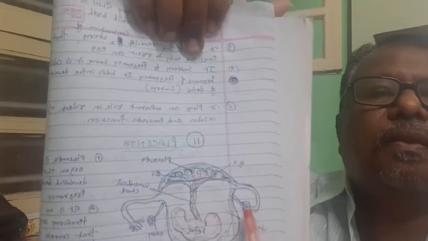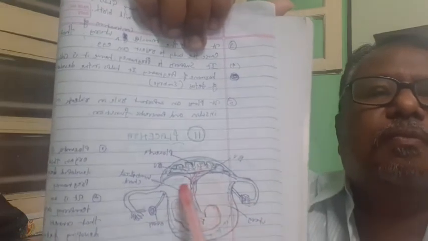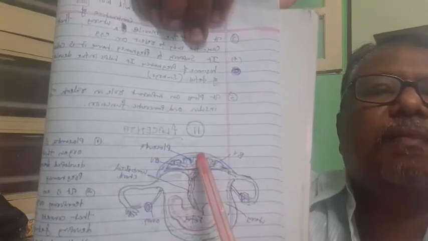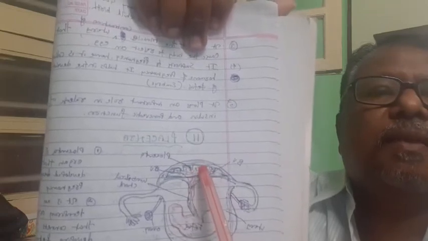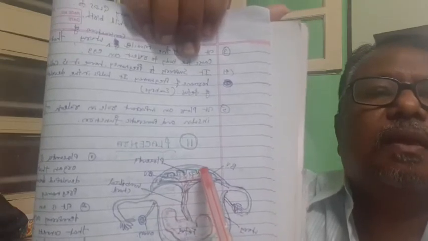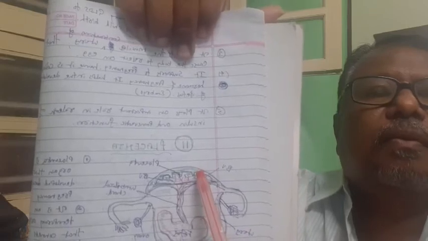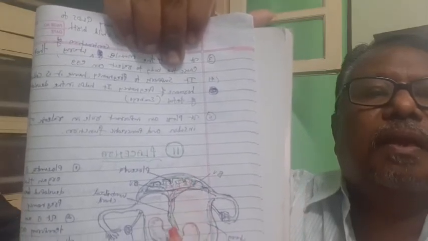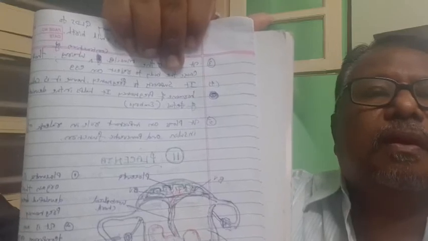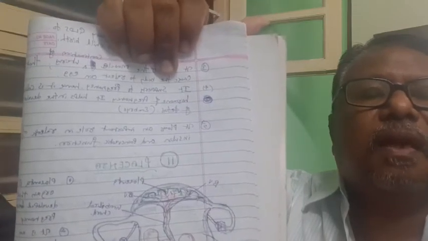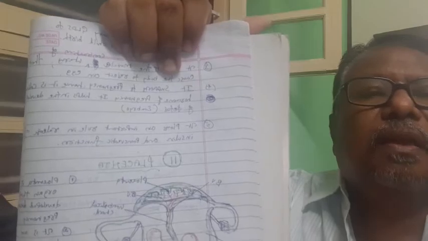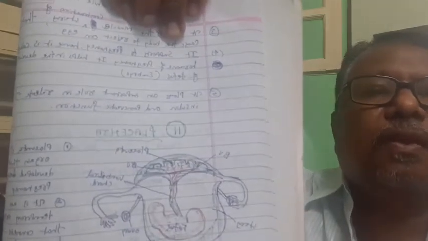These are the ovaries, and this is the uterus. This portion is the uterus, and this is the placenta, which is nothing but the layer combined with the mother and the fetus. Hence it is called the placenta, and it is a connection between mother and the developing fetus. So this placenta is also an endocrine gland.